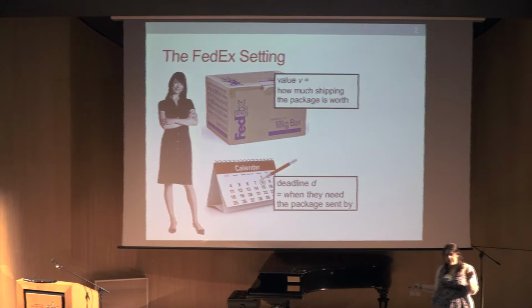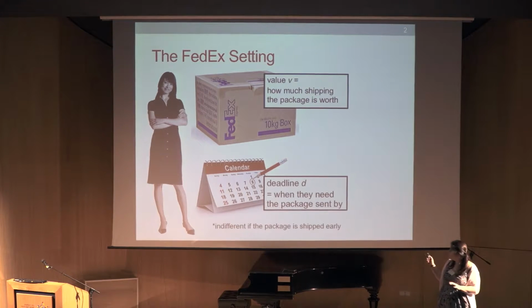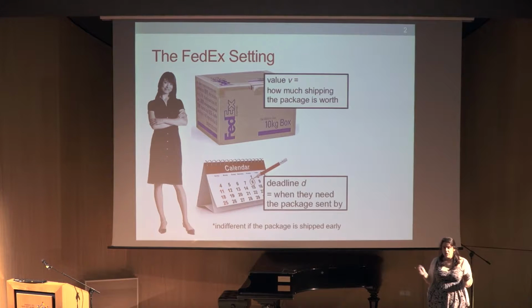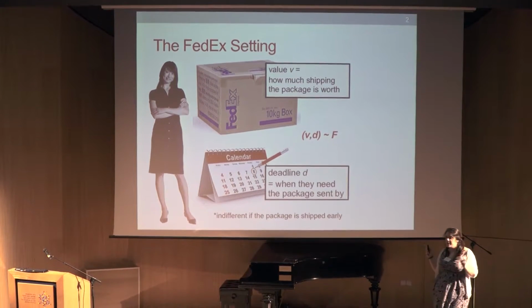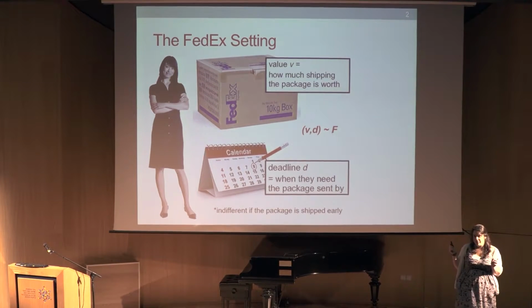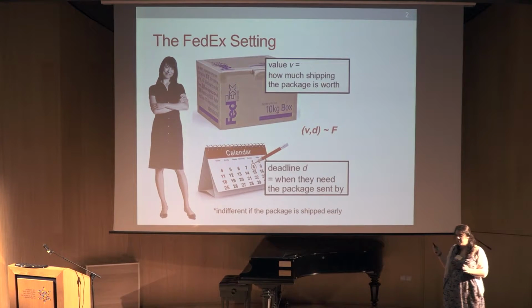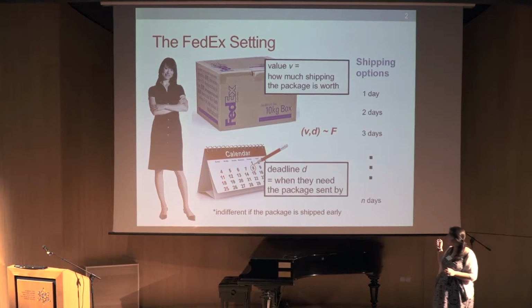So you're trying to ship something and you have a deadline. So as I said, you're indifferent if it's shipped early. All you care is that your package is received by your deadline. And these pairs of value and deadline are drawn from some joint distribution F. We're in the Bayesian setting. And we're talking about FedEx here.